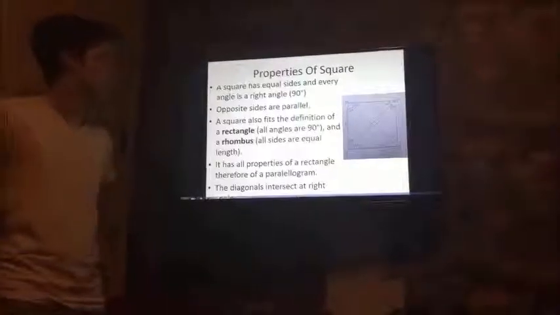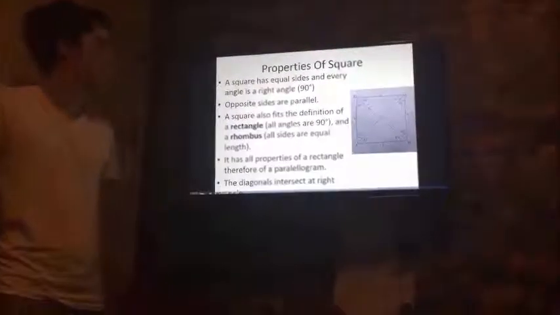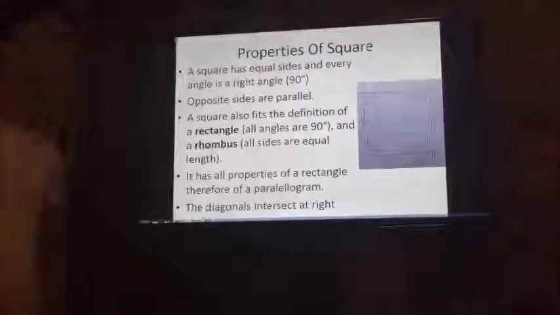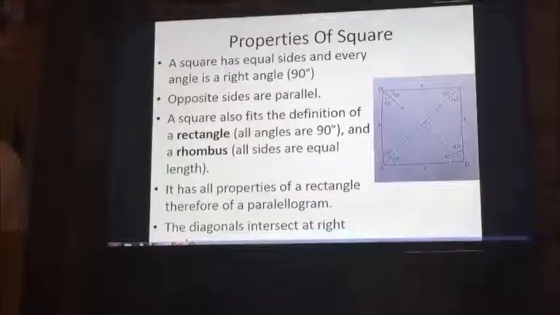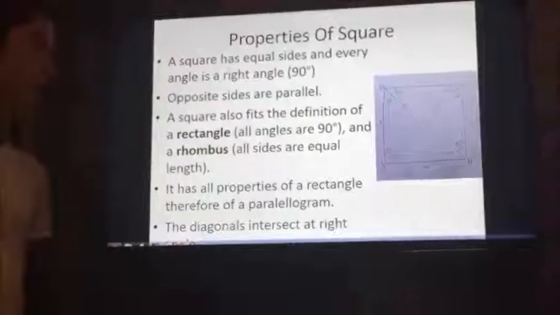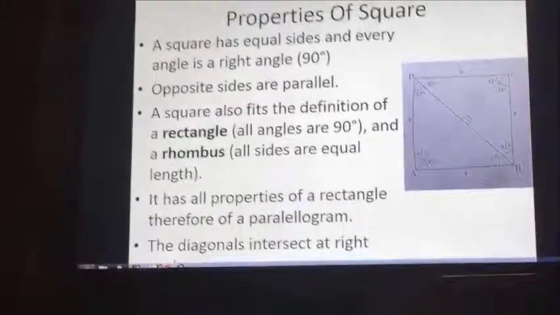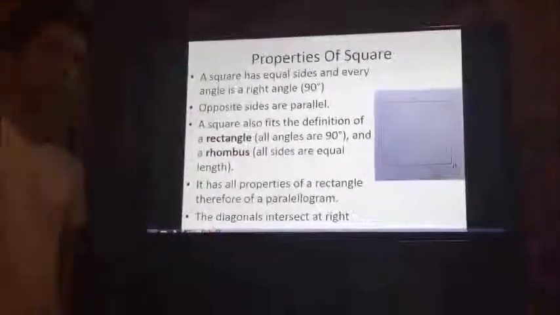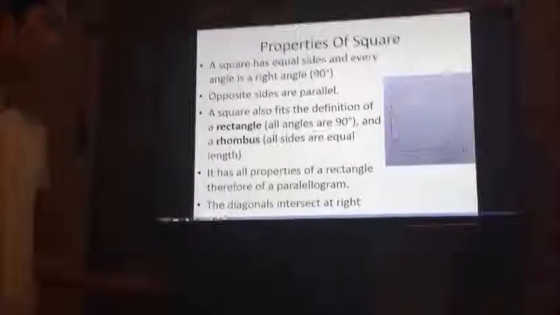Properties of a square. A square has equal sides and every angle is a right angle. Opposite sides are parallel. A square also fits the definition of a rectangle. All the angles are 90 degrees, and like the rhombus, all sides are equal length. It has all the properties of a rectangle, therefore of a parallelogram. The diagonals intersect at a right angle, as you can see here.